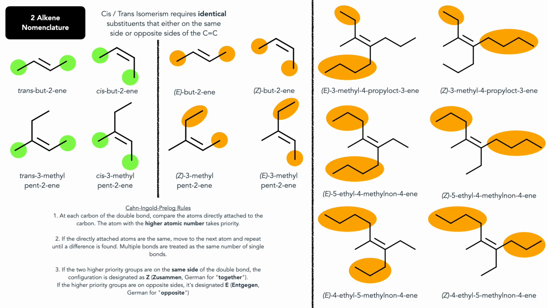If the substituents happen to be the same, it's possible to use cis-trans nomenclature. However, it is also important to note that the Cahn-Ingold-Prelog rules are the more proper naming convention, and every cis-trans isomer can also be named according to the E-Z designation.